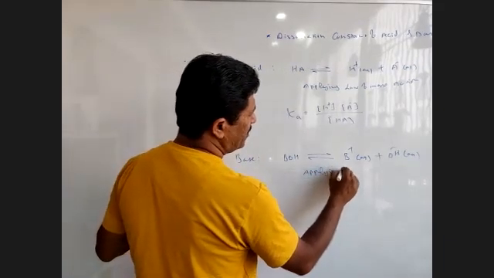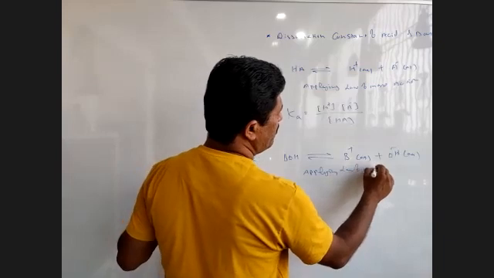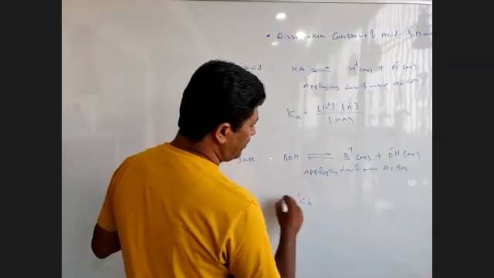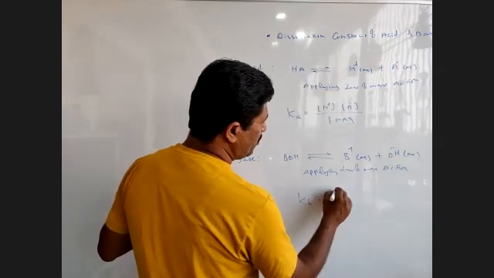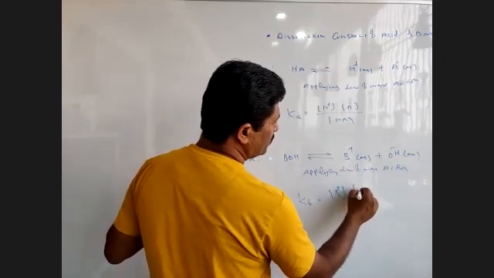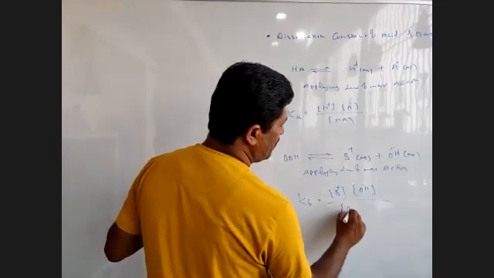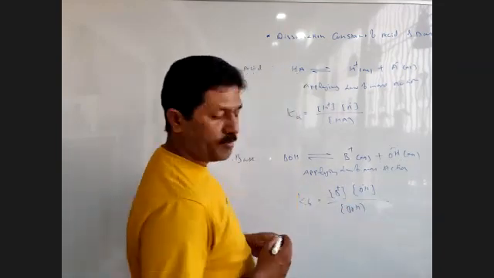Applying law of mass action, what we get here is Kb equal to the concentration of B plus into the concentration of OH minus upon the concentration of BOH. This is what we get as Kb.